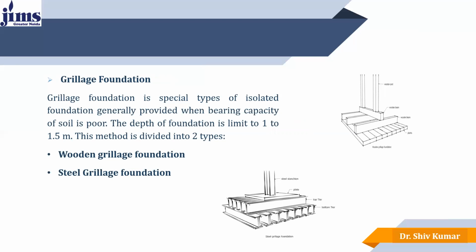The basic difference between the two foundations is the type of material. In the wooden grillage foundation, wood is used, and in the steel grillage foundation, you can see here the I section is used for the casting of this steel grillage foundation.